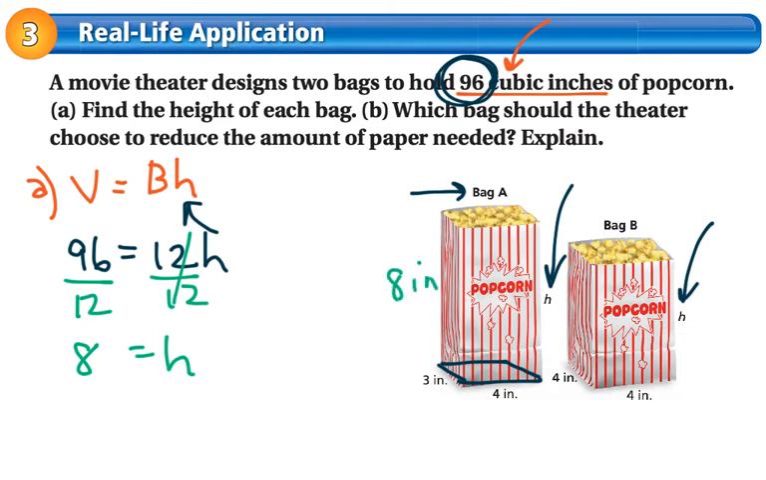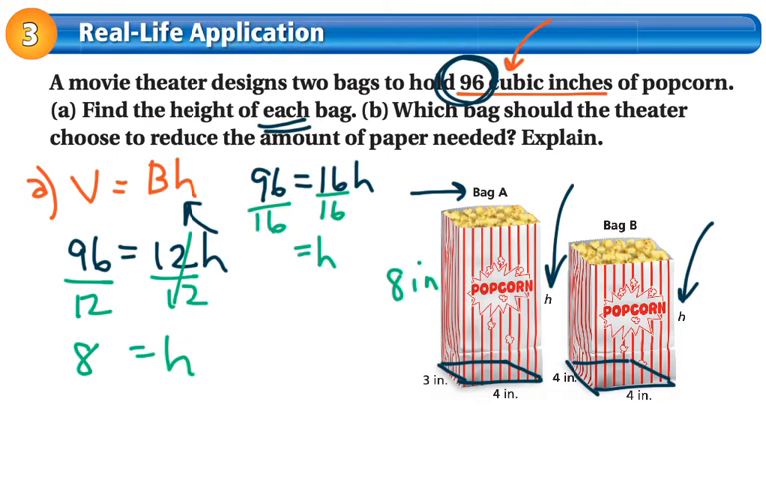But we're going to do the same thing again, this time though for bag B, because they want us to find the height of each bag. So we'll take the 96 cubic inches for the volume, and we'll have to find this area again. Notice that this base is actually a square. It's a 4 by 4 inch square, which means it's got an area of 4 times 4, or 16 square inches. So we can finish solving here. We'll just divide by 16, and the height, or the missing height, of bag B should be 6 inches. So we've got both missing heights here, just like part A asked for. We got 8 inches and we have 6 inches.